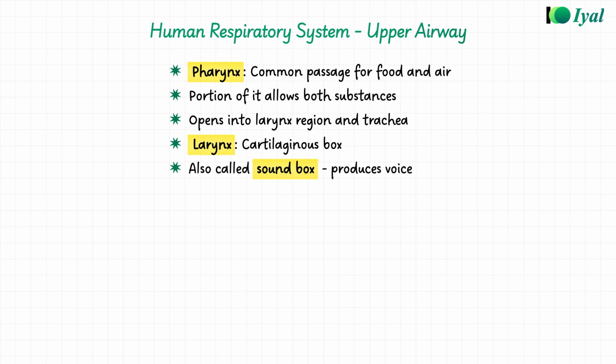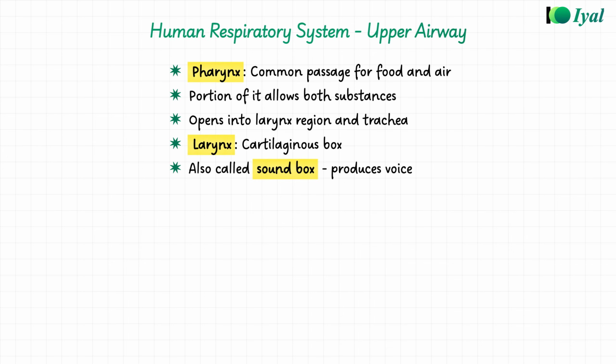From the nasal chamber, air goes to the pharynx. Now the pharynx is very interesting. It is a junction point. It is the common passage for both food and air. Meaning what? When you eat, food goes through pharynx. When you breathe, air goes through pharynx. Then the pharynx opens into the larynx region and from there into the trachea.